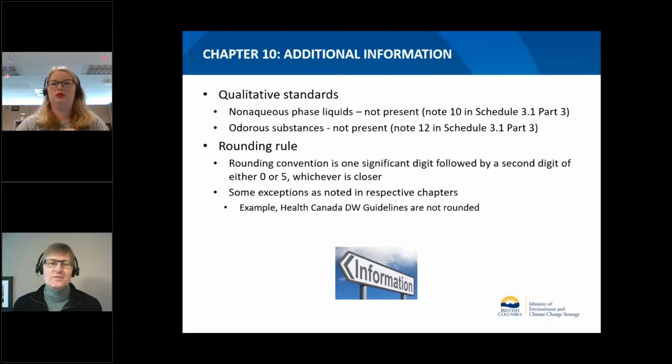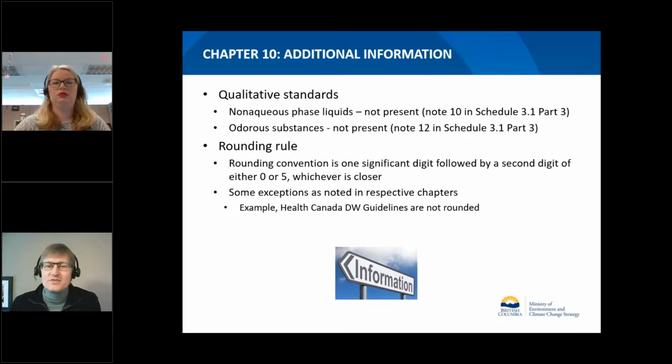The second chapter, or the second section of the chapter, provides the rounding rule for calculated standards. Using the rounding rule, the calculated standards are rounded to generate the final standard. The rounding rule is essentially one significant digit followed by a second digit of either 0 or 5, whichever is closer. The easiest way to conceptualize the rounding rule is to put the calculated standard into scientific notation and then adjust the second digit to either a 0 or 5, whichever is closer.